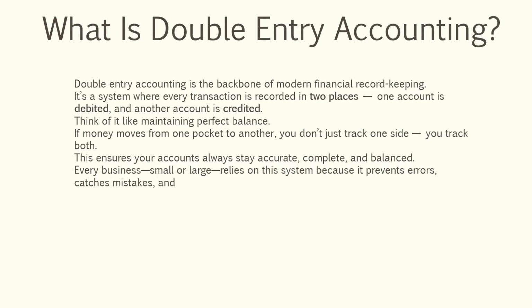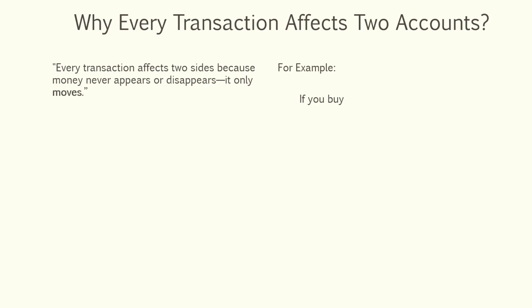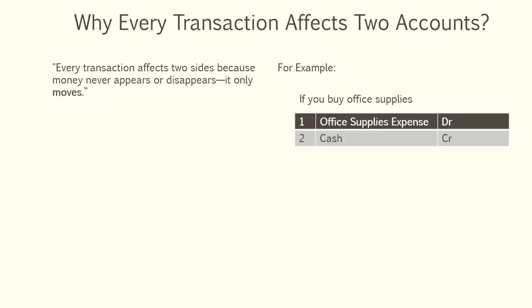Every business, small or large, relies on this system because it prevents errors, catches mistakes, and provides a clear financial picture. Every transaction affects two sides because money never appears or disappears. It only moves. For example, if you buy office supplies for cash, supplies go up, debit, cash goes down, credit. If a customer pays you, cash goes up, debit, sales revenue increases, credit.